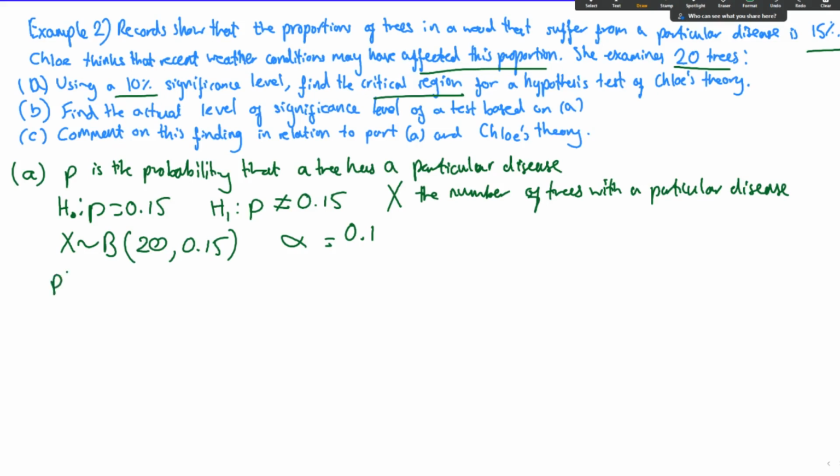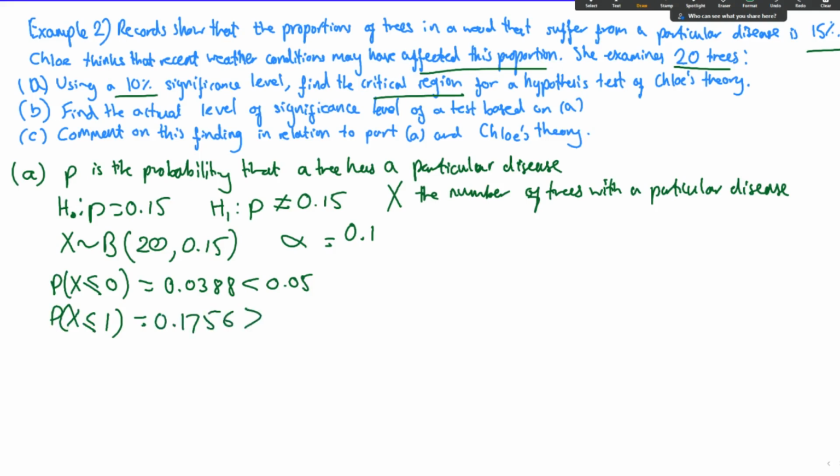let's start at the probability x is less than or equal to 0. So we get 0.0388, which is less than 0.05. Remember, we have to halve the significance level because it's a two-tailed test. And then we bring it up by 1 and see if anything changes. There we go. We get one that's greater than 0.05.